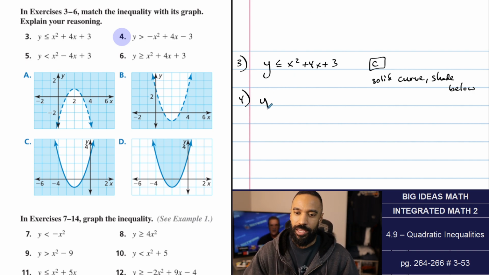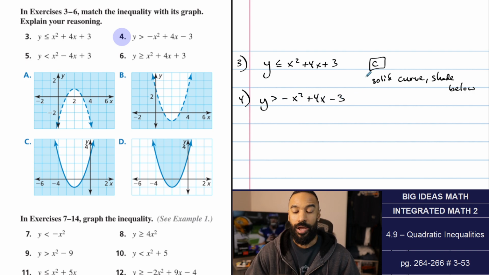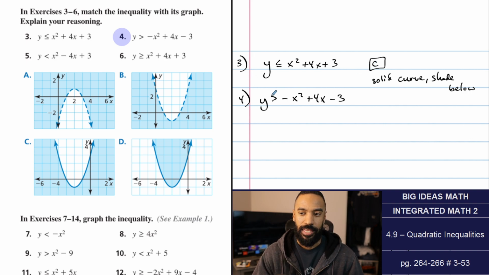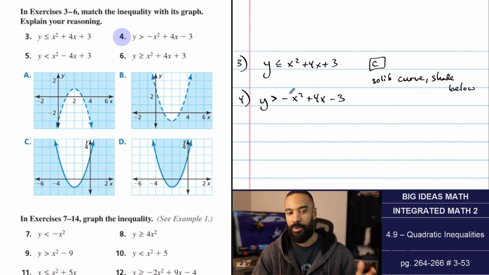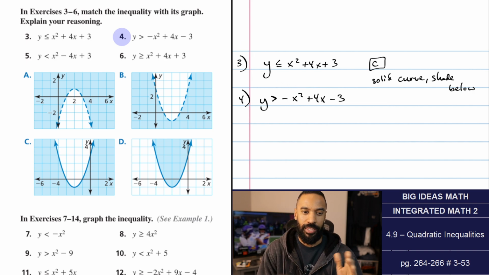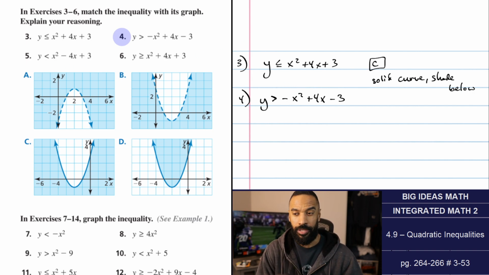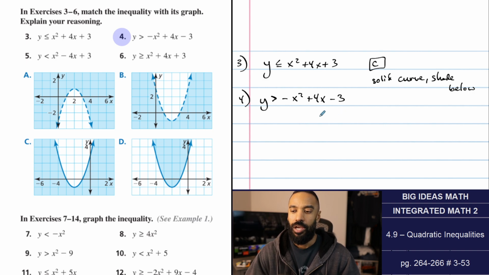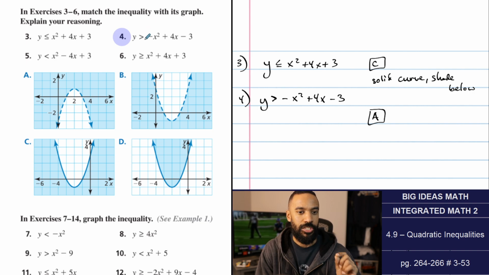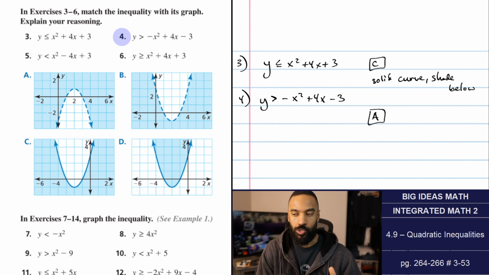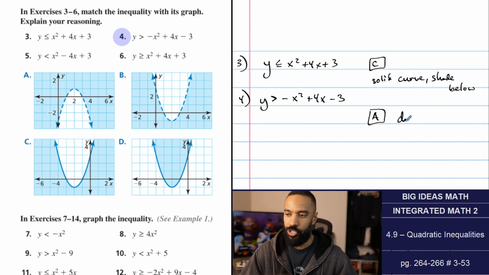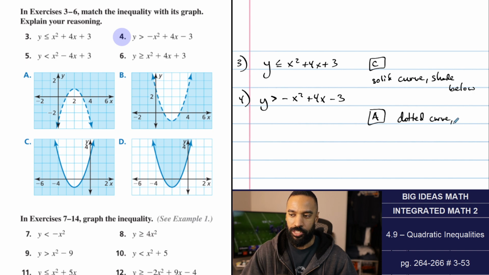Number 4, y is greater than negative x squared plus 4x minus 3. Now, if there's one giveaway for this, it's that this has a negative stretch factor. That means the boundary curve will be upside down. The only one that is upside down in this is A. So I already know the answer is going to be A, just by process of elimination. If we're going to talk more on reasoning, we can talk about this having a dotted boundary curve and shading above as y is greater than. So dotted curve, shade above. These are things I'm going to be doing when I sketch my own graphs.